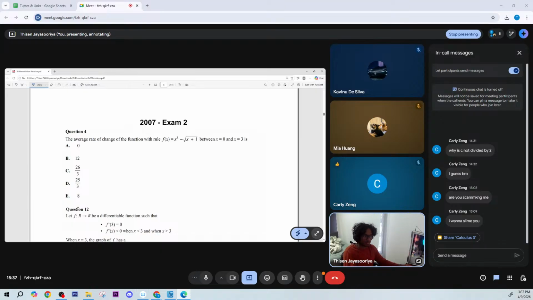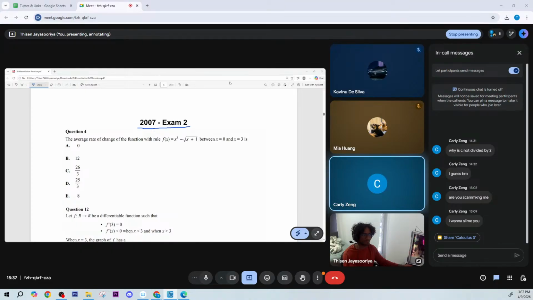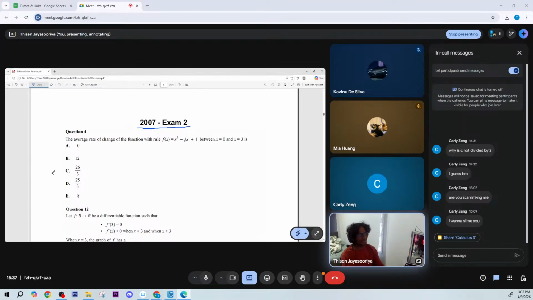So, Carly, how can I find the average rate of change of this function from x equals 0 to x equals 3? Just remember, it's an exam 2. So what do I have to my disposal? Your CAS. Yes! Incredible, Cole. So actually, I don't remember the average rate of change formula. So it's f of b take f of a, over b minus a.